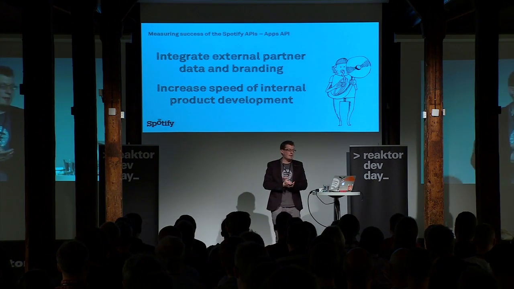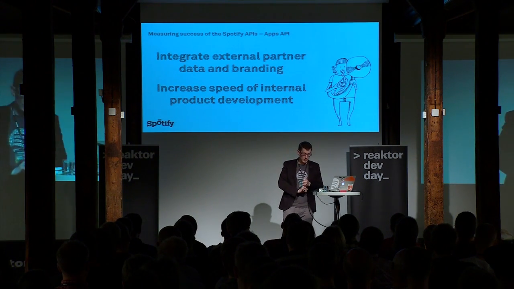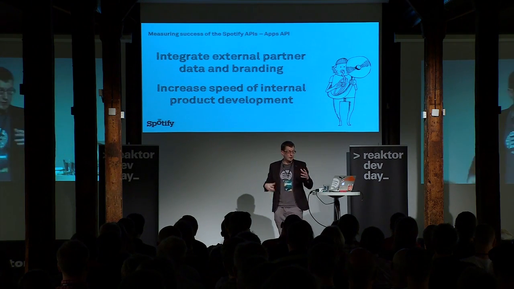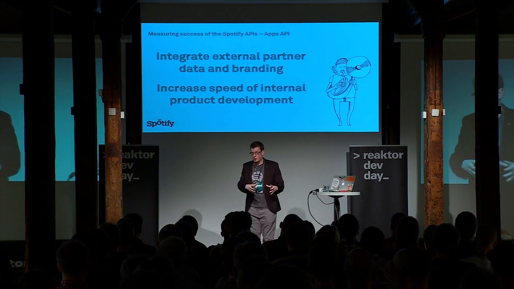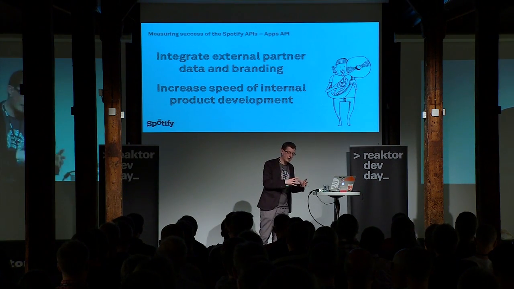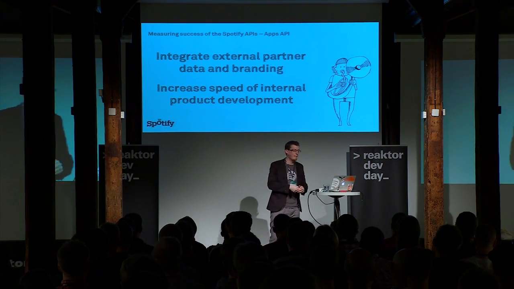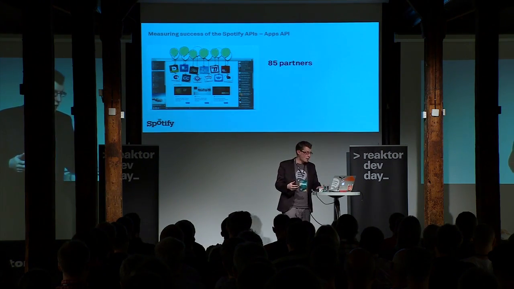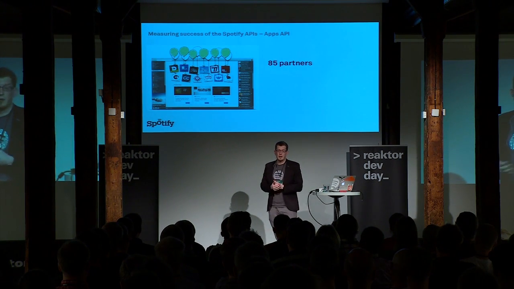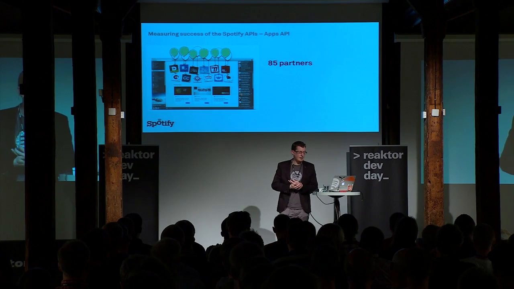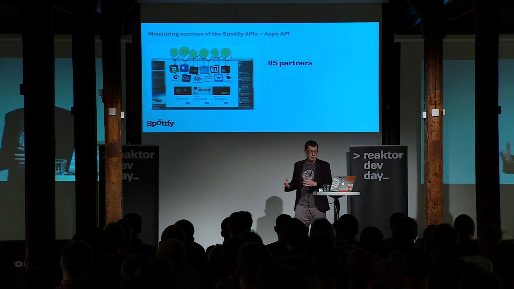And finally, the Apps API. Two things with this, two things we can measure. Integrating external partner data, bringing more content into our service, making our user experience better with other people's content, and also increasing the speed of our internal product development. Well, we're working with 85 partners at the moment. I think we're coming up to a year of this thing being officially launched. 85. That's quite a lot for 1 year. That's far more than one a week coming on board to do this.